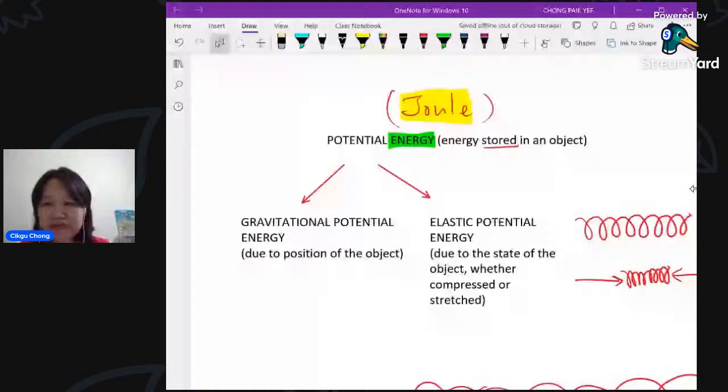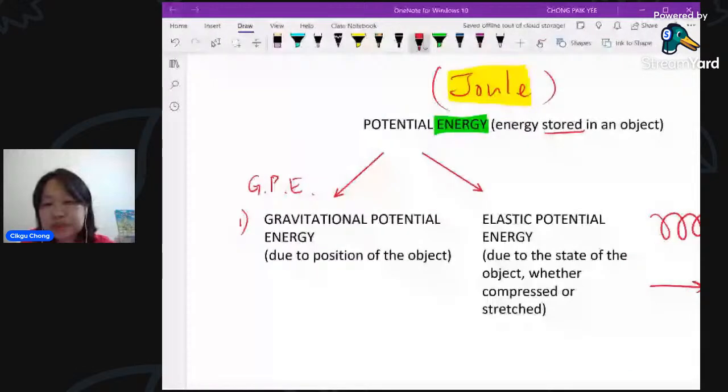The first one is called gravitational potential energy. For short, I will use G.P.E. G.P.E stands for gravitational potential energy. Now, what is the meaning of gravitational potential energy? It is a type of potential energy, but it's because of gravity. See the word here? Gravity. Gravitational means gravity.